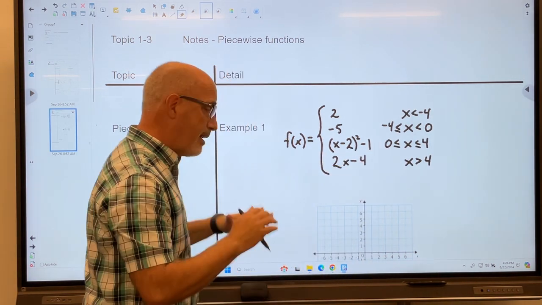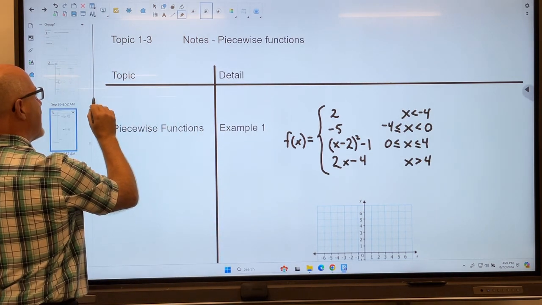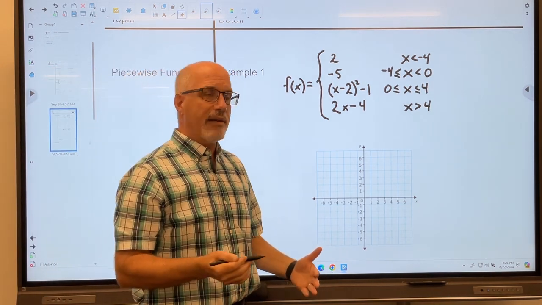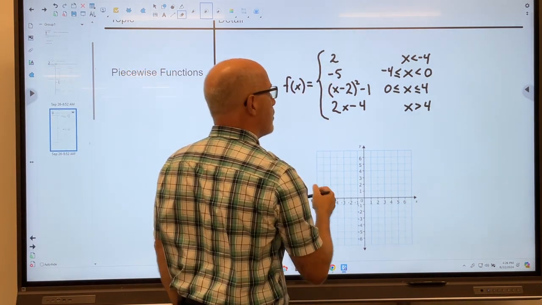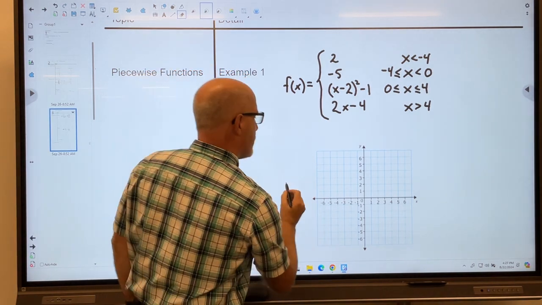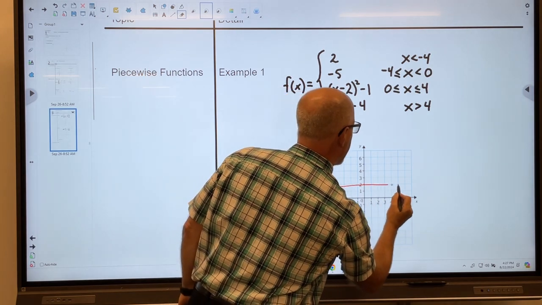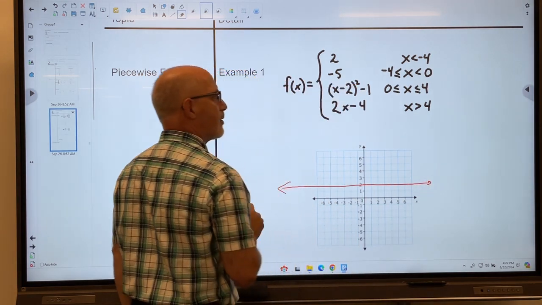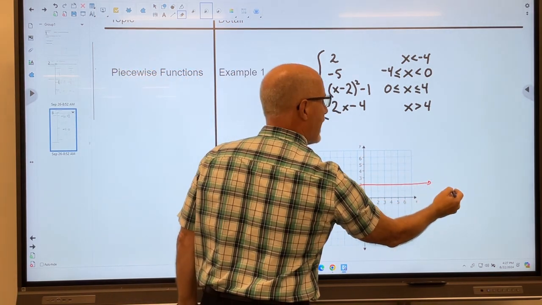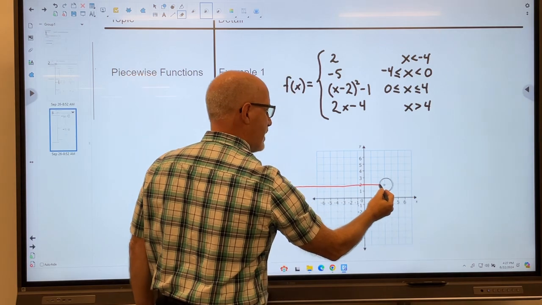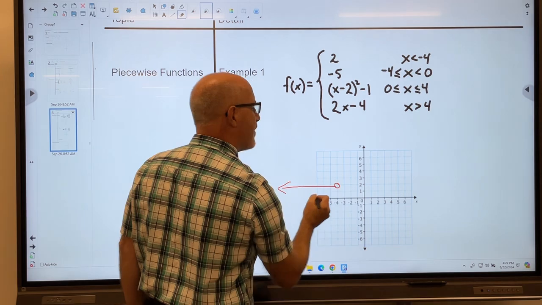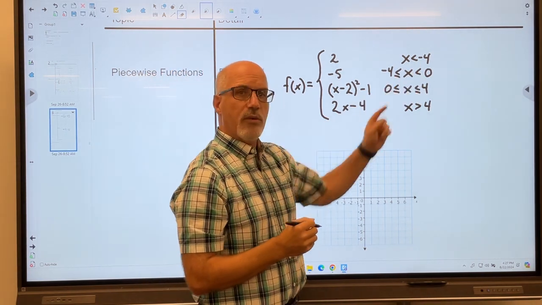Looks pretty complicated, but what you need to do is just think what it looks like, and then just restrict the domain. So let me start with red with this 2. Y equals 2. Remember, I'm going to draw the whole thing and then restrict it. So y equals 2 looks like this horizontal line here. Okay? And this says I want just y equal to 2 when x is less than negative 4. So I'm going to erase all of this until I get to negative 4, and I'm going to put an open dot there because it's not "or equal to."